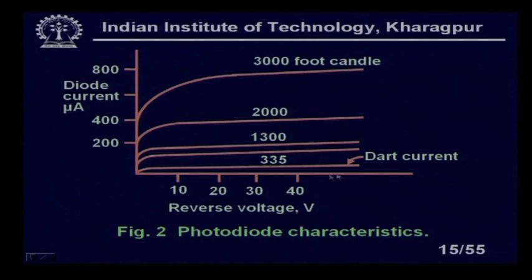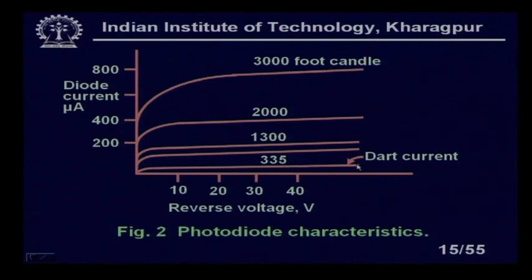As you increase the reverse voltage, you will find that there is saturation, and this is the incident light which is given in foot candle, right. This is incident light in foot candle: 3000 foot candle, 2000 foot candle, 1300 foot candle, 335 foot candle, this one, and there is a dark current.